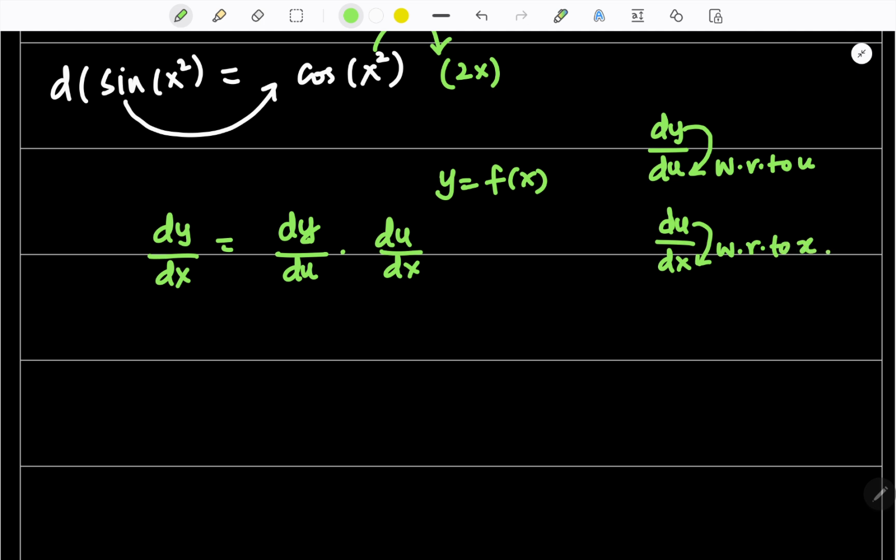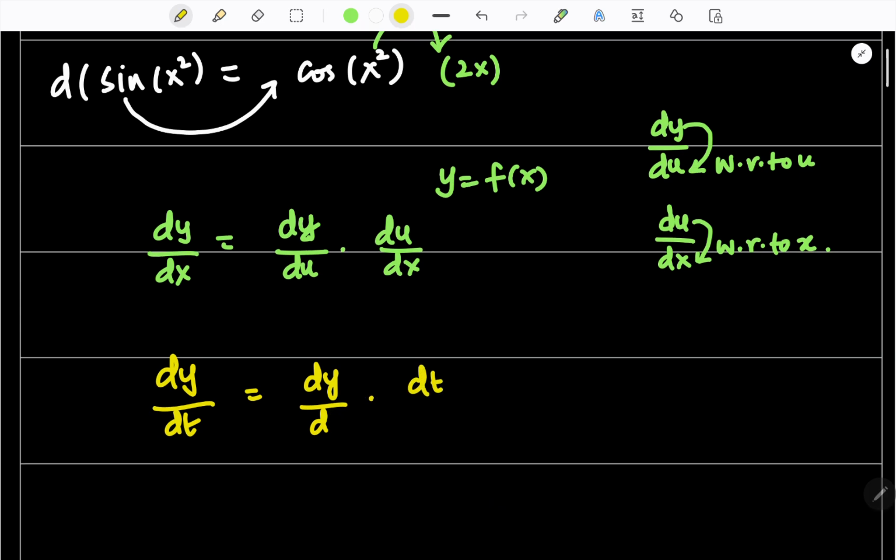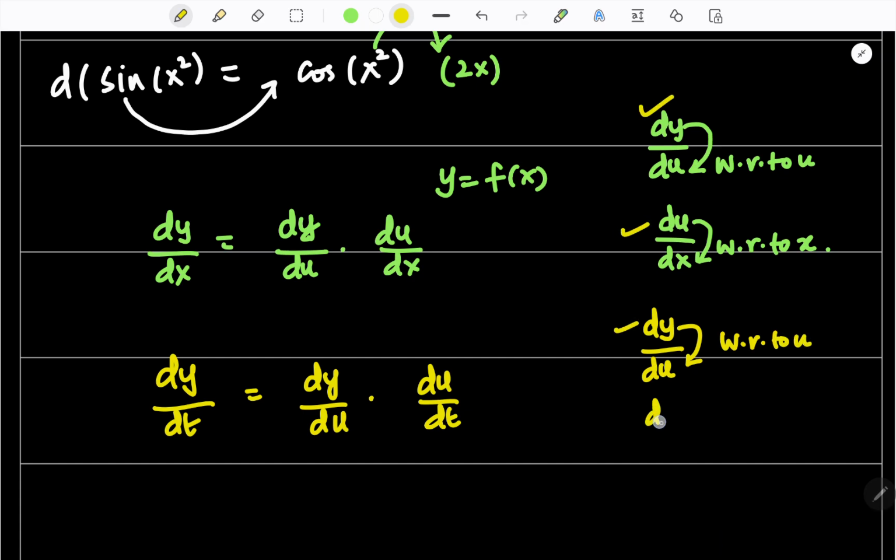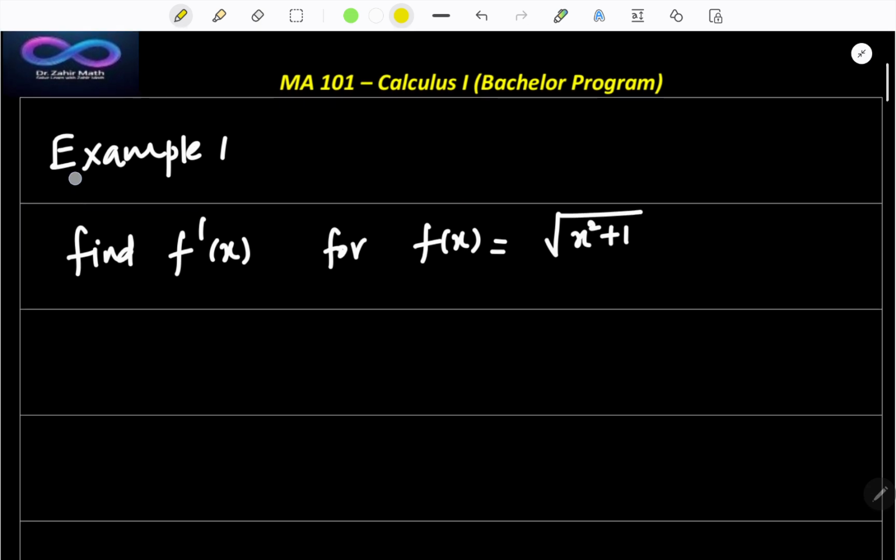Keep in your mind. The next formula is dy divided by dt. Sometimes the question will be in terms of t. So dy divided by dt is dy divided by du times du divided by dt. Here dy divided by du means y is differentiated with respect to u, and du by dt means u is differentiated with respect to t. So keep this in your mind. Right, so let's start the questions.